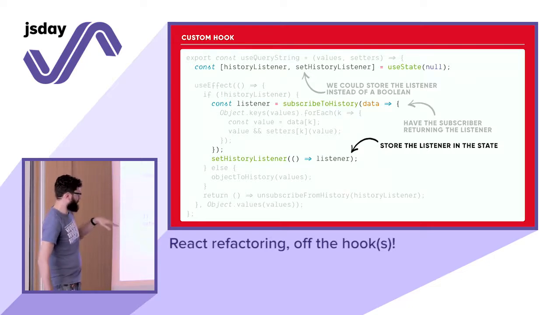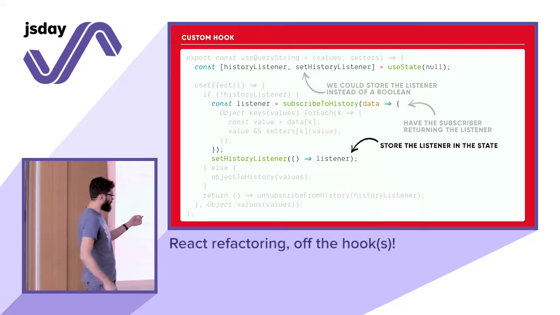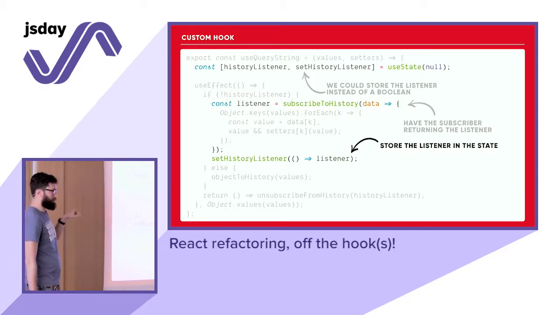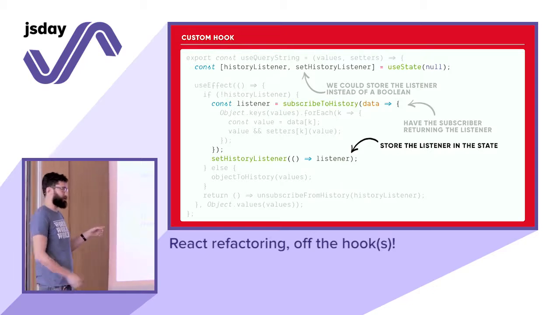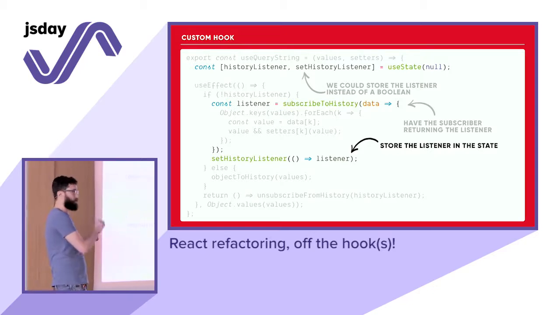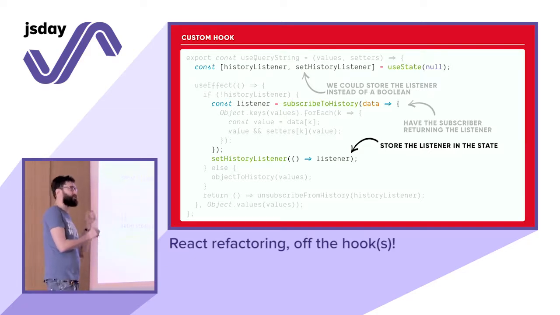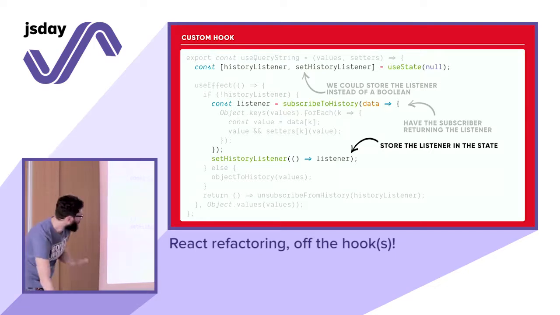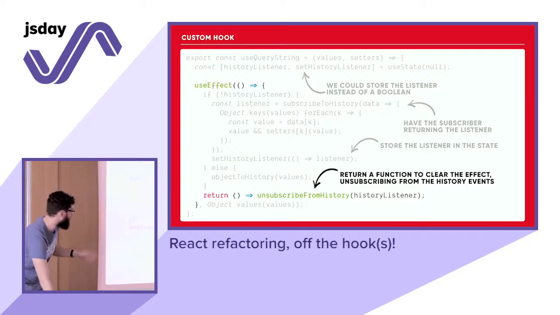And store the history listener in the state. And I didn't store it as a value straight away, because as we mentioned before, the set history listener would execute the function with the current value of the state. So if I want to store a function in the state, I need to have a function that returns that function, okay? Because again, it would be executed if not.